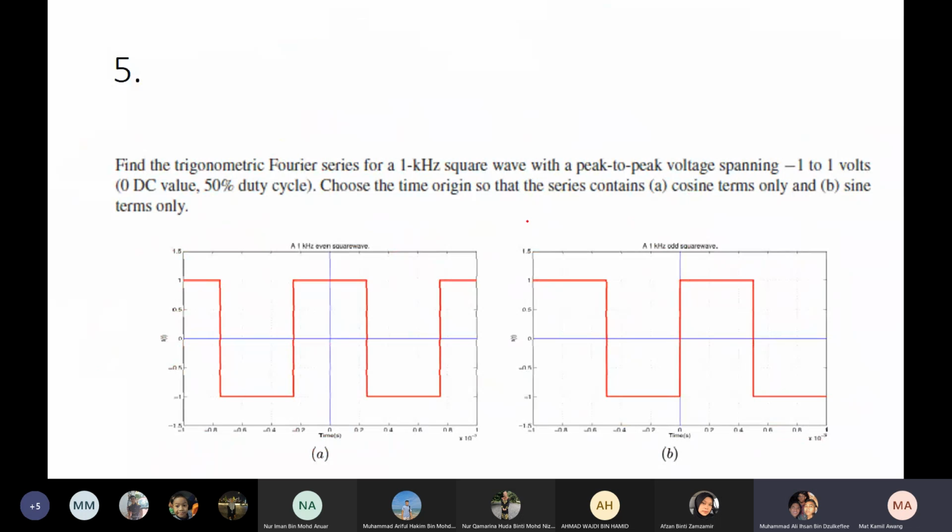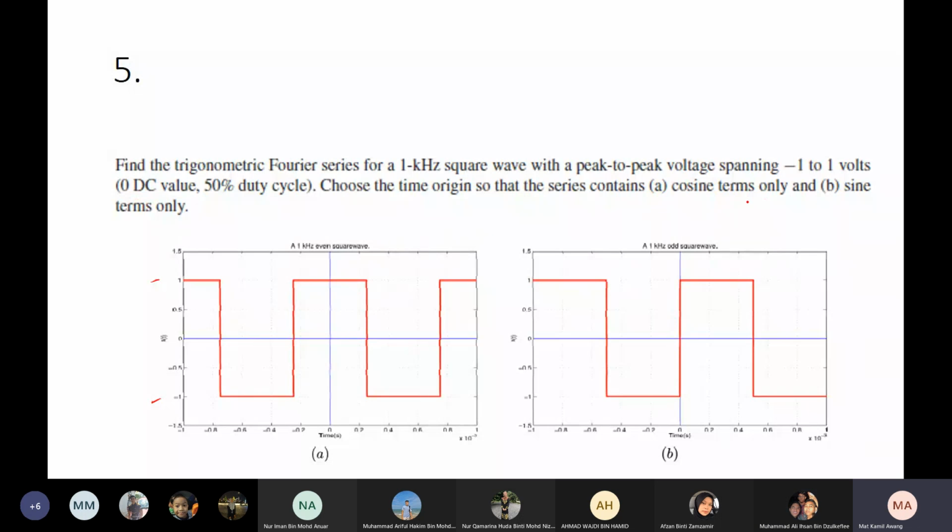This one is the Fourier series, trigonometric. Basically, let's say you have a square wave with a peak-to-peak voltage spanning from -1 to 1 volt, no DC, and there's a 50% duty cycle. Use the time origin so that the series contains cosine terms only, and sine terms only.